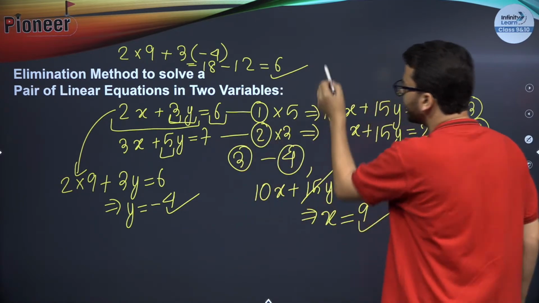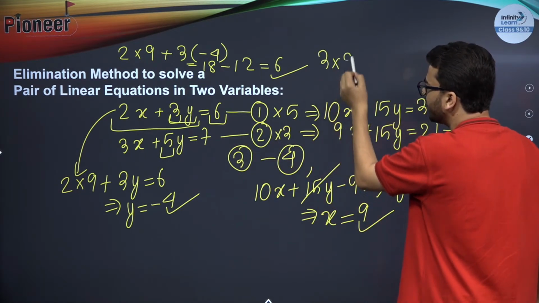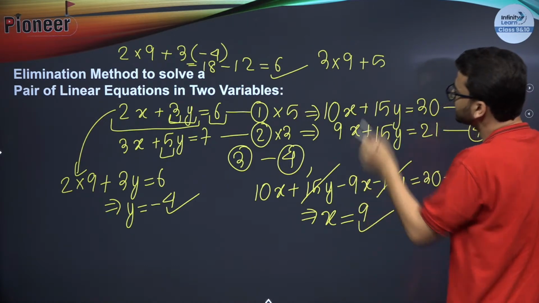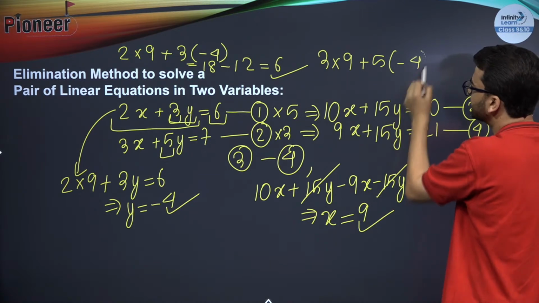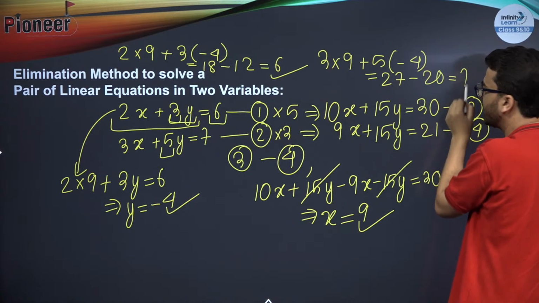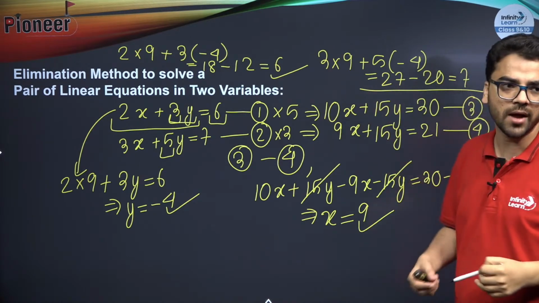Let us talk about the second equation. X is equal to 9 we are getting and y is equal to minus 4 we are getting, right? So this is 9 3s are 27 minus 5 4s are 20, that is equal to 7. It means the solution is correct, Anshu. I hope it is clear.